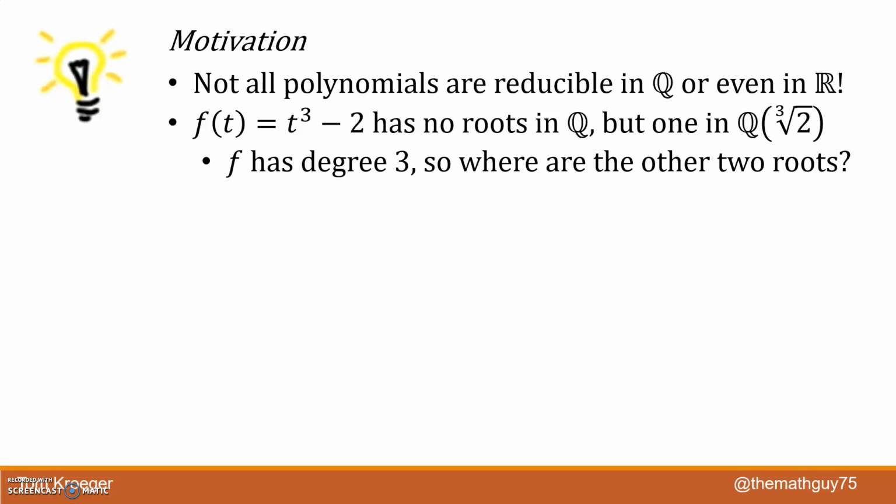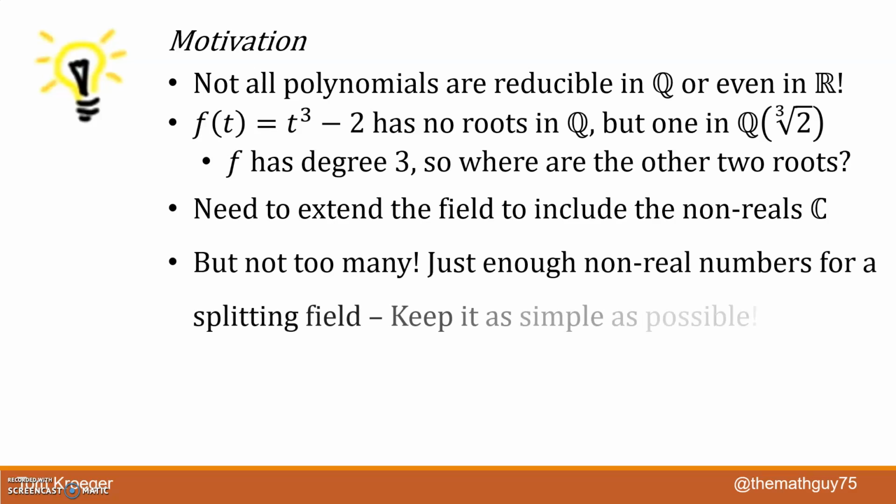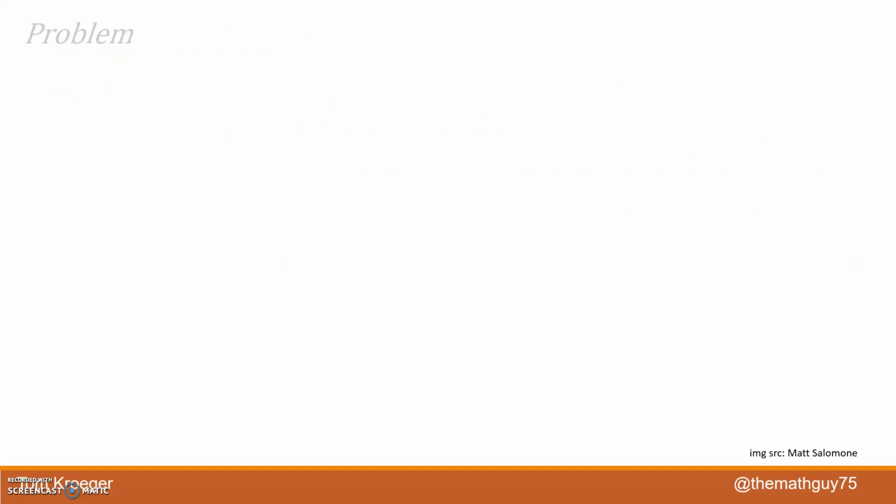This polynomial has degree 3. Where are the other two? If they're not in Q adjoin cube root of 2, where are they? So we're going to need to extend the field to include non-reals. Right? But we don't want to do too many. Algebra is about simplifying, so we want to have just enough non-real numbers for a splitting field. We want to keep it as simple as possible.